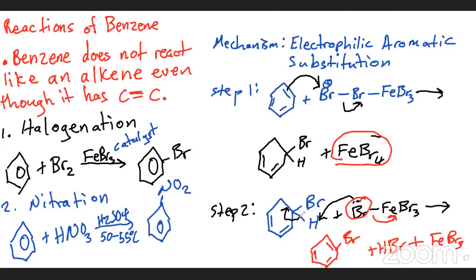So let's do it again. This bond between this carbon and this hydrogen is broken. So this hydrogen is no longer attached to the carbon. It is now with bromine. This bromine is no longer with Fe. You have bromobenzene, you have HBr, and you have FeBr3. So that is why we know it is no longer FeBr4.